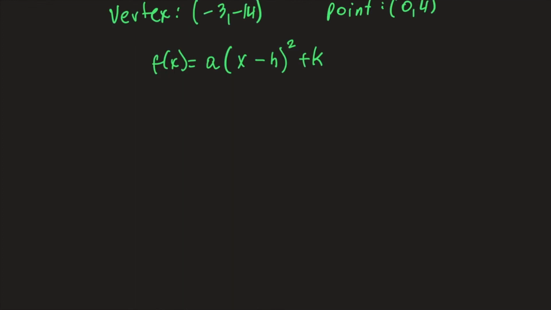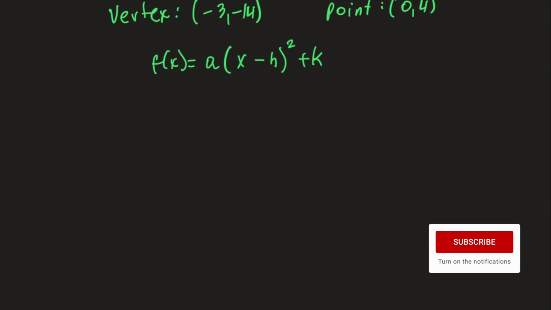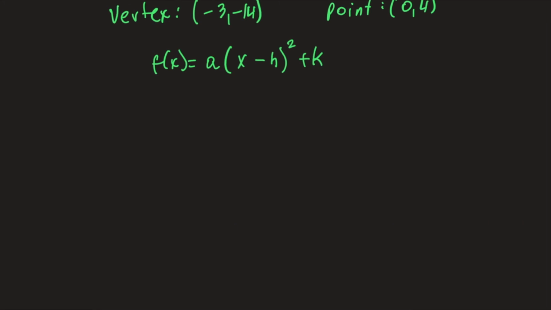Another very common example is when you're given a vertex and then one of the points that the function passes through, and you're asked to find the equation of this quadratic function. In that case, you know that the vertex is going to give you the letters h and k in the standard form. Therefore, I'm going to leave a alone for a minute. I'm going to replace h with the negative of what that x value is, because again, it goes the opposite of what you would think. So this is really x plus 3 squared minus 14.